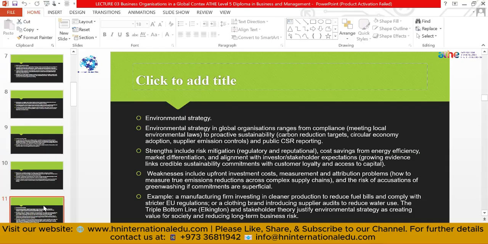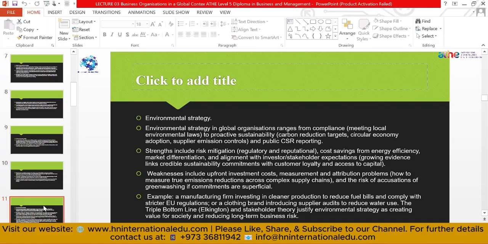We have 4 sectors in the circular economy. And public CSR reporting, corporate social responsibility, what publicly people are doing, that is also important. Good point. Include the risk mitigation, that is regulatory and reputational. You are trying to avoid the damage which can be caused to the reputation of the businesses. Cost savings from energy efficiency, solar systems, electricity from wind, sometimes using saver bulbs, in which we reduce the consumption of electricity.